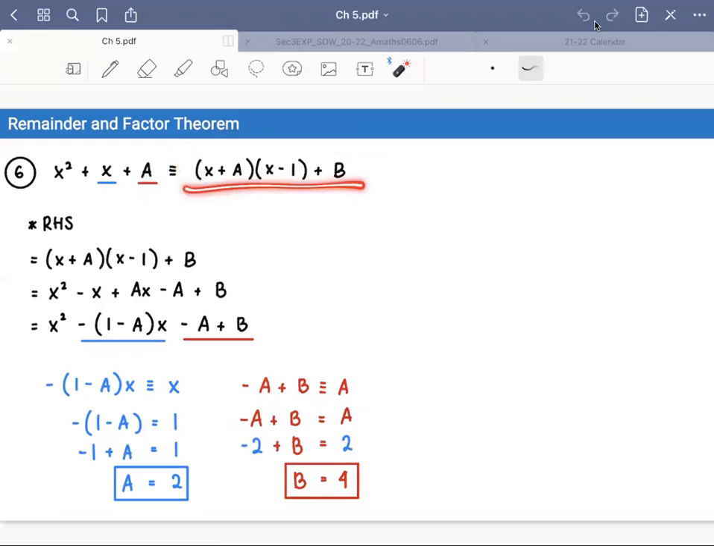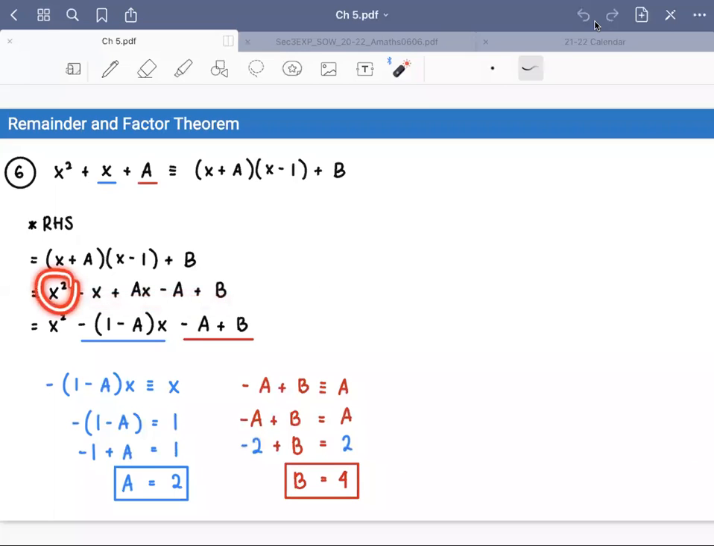So how do we simplify this? So again, it's the right hand side. So removing the brackets, so x times this, I got x squared minus x, a times negative 1, I got ax minus a, and then bring down b. All right, what's next after this? You need to combine like terms.